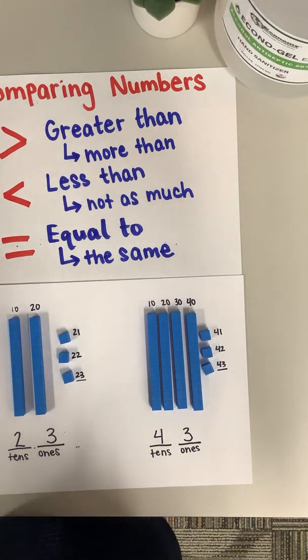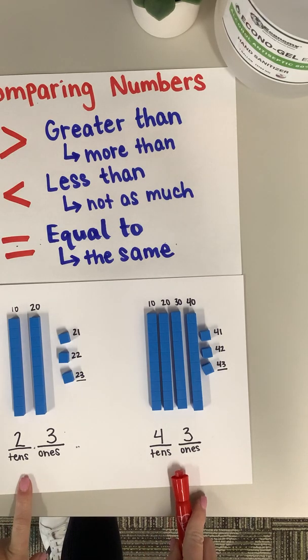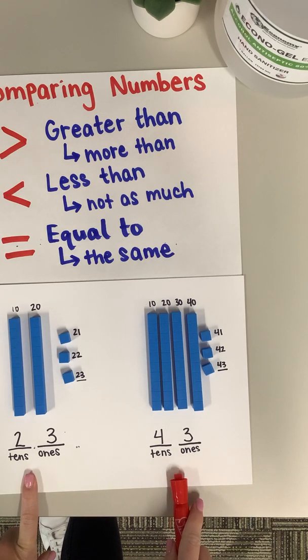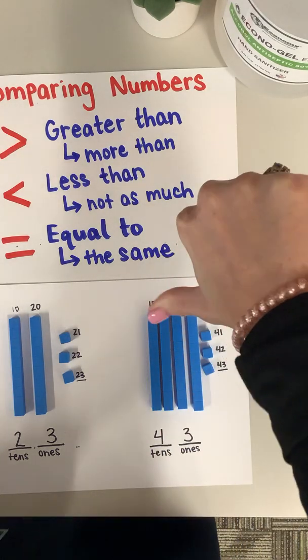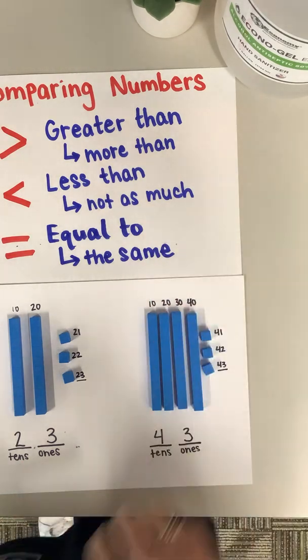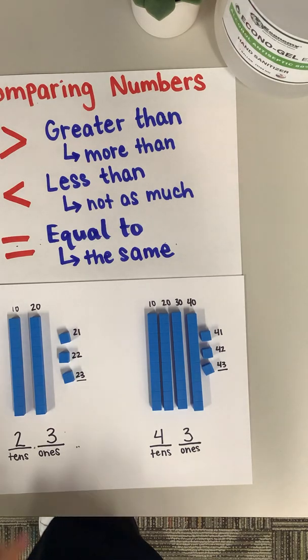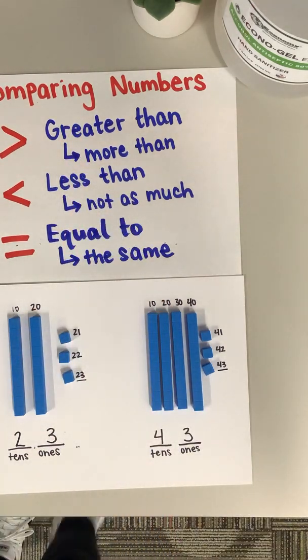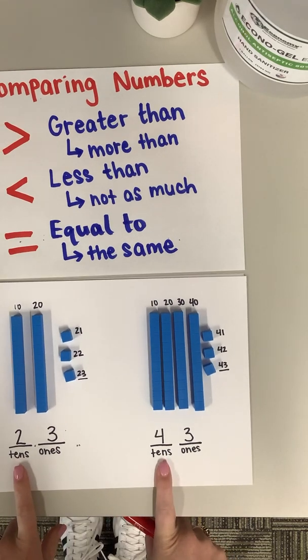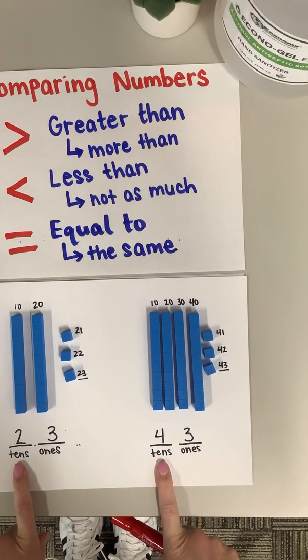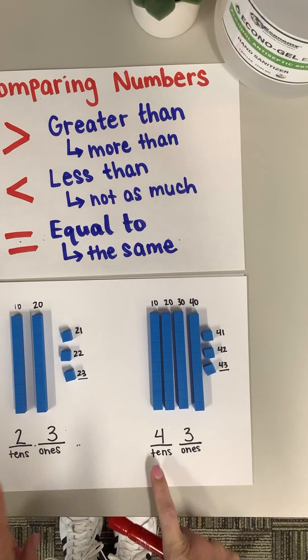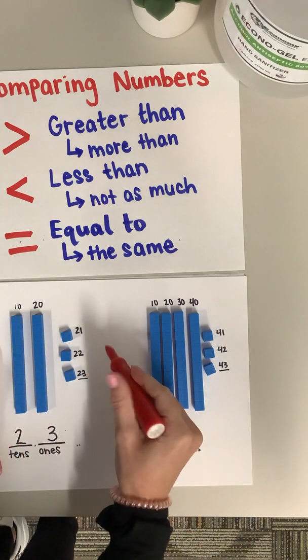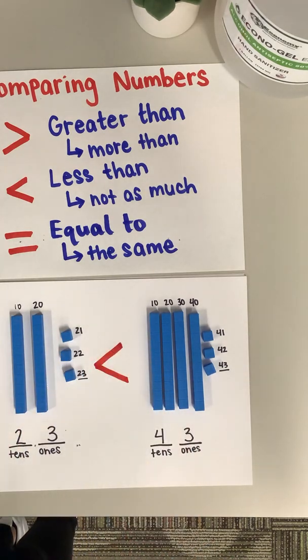Okay, I start with my equal to. Are these two numbers the same? 23 and 43? Give me a thumbs up or thumbs down. Thumbs down. 23 is not equal to 43. Now, to decide between greater than and less than, I need to go to my tens place. Which number in the tens places is bigger, 2 or 4? 4. So 23 is less than 43.